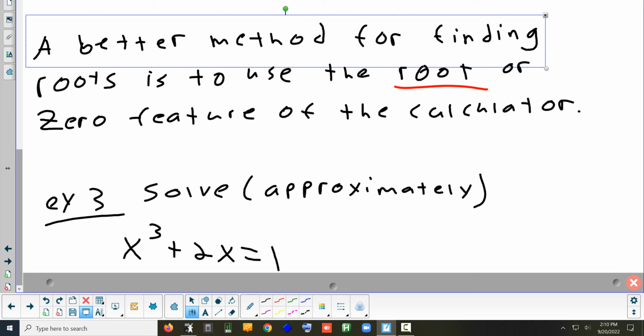So here's another one that says solve approximately. But it's different than the last one. The last one, what was the highest exponent in the last problem? Yeah, second. It was to the second power. So if I wanted to on the last one, I could do the quadratic formula and get the answer. What's the highest exponent on this one? Yeah, it's a 3. So the quadratic formula would not work on a problem like this.